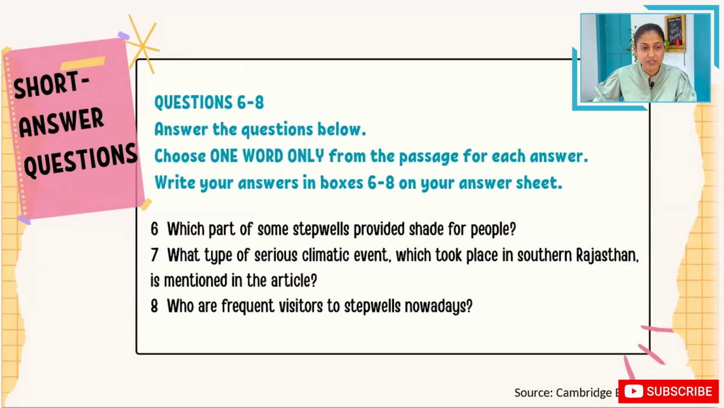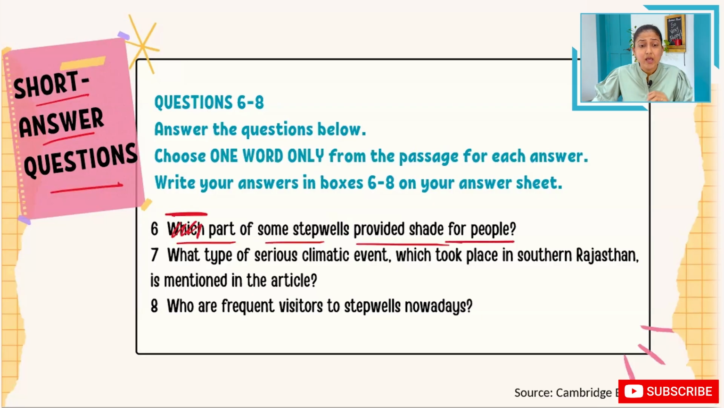Next type of question is short answer questions. Now, these can also be categorized as fill in the blanks. Look at this. The question says, which part of some step wells provide shade for people? What if I just remove the word which and put a blank over here? Dash part of some step wells provides shade for people, correct? So it's very easy to convert short answer questions into a fill in the blank type of question.